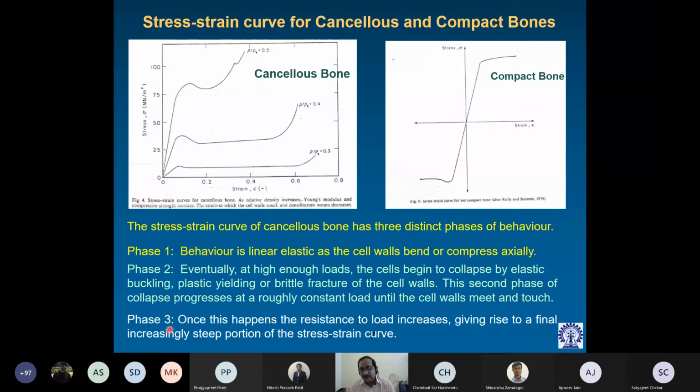In the third phase, once this whole second phase is complete, the collapse process is complete, and the cell walls are meeting each other, it gives rise to a new structure. So once this whole process, phase 2, is complete, the resistance to the load increases, giving rise to a final increasing steep portion of the stress strain curve, which is clearly visible in the behavior of the cancellous bone as shown in the figure.